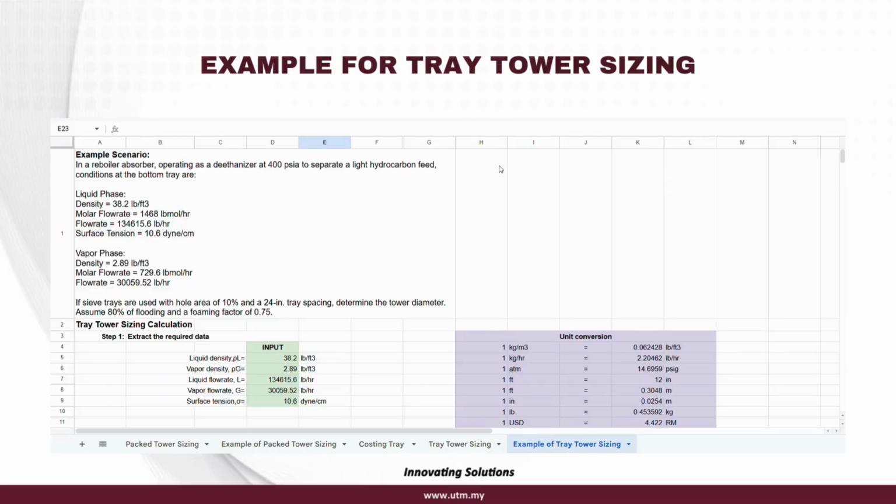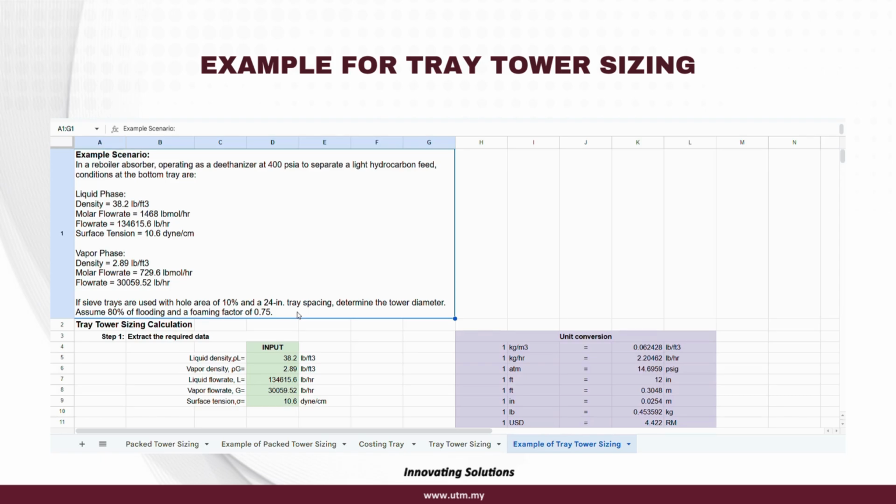So let's try an example scenario. This is a reboiler absorber operating as an ethanizer at 400 PSI to separate light hydrocarbon feed. Conditions at the bottom tray are shown as below. If sieve trays are used with hole area of 10% and a 24 inches tray spacing, determine the tower diameter. Assume 80% of flooding and a foaming factor of 0.75.